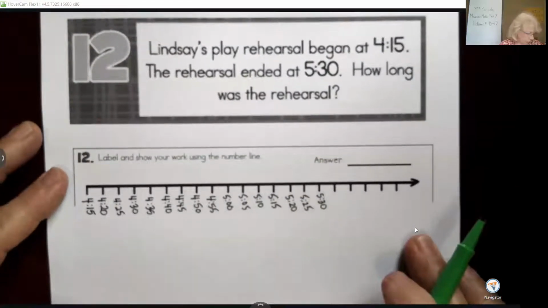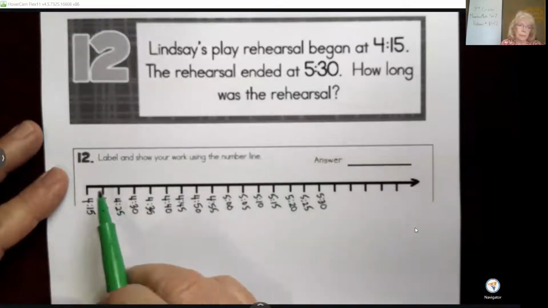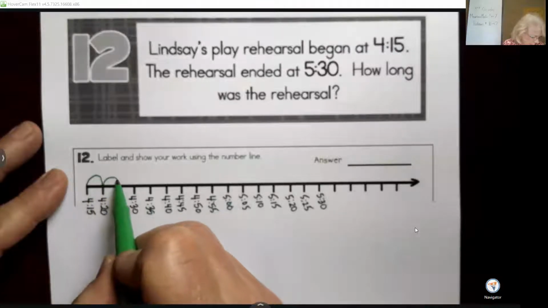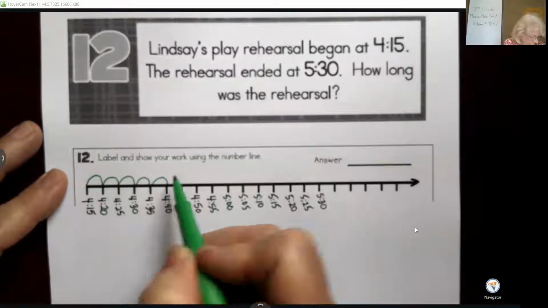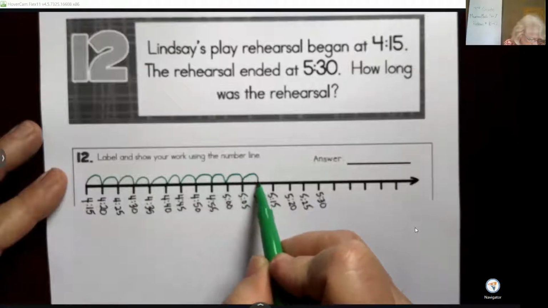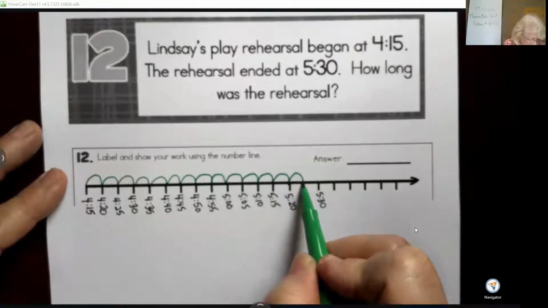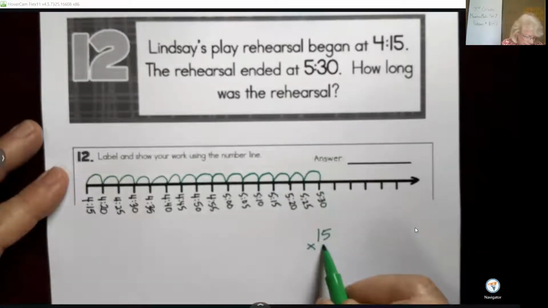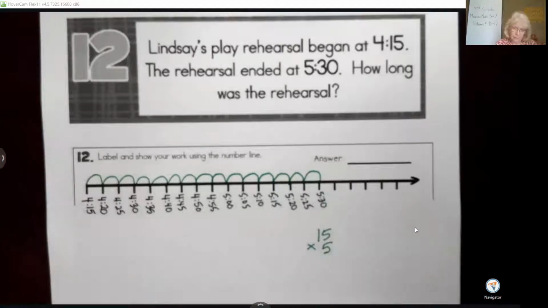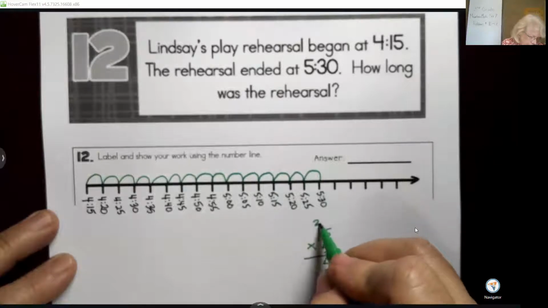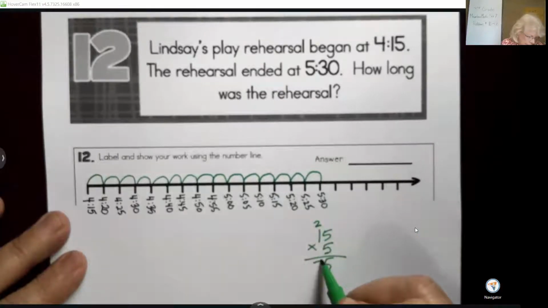To use the number line, what we would do is we would count how many times we added 5 minutes. So I'm going to count them in hops. So let's do our hops. So we have 1, 2, 3, 4, 5, 6, 7, 8, 9, 10, 11, 12, 13, 14, 15. Okay, so I have 15 times 5 minutes, right? So we're going to go ahead and do that math problem. And we get 5 times 5 is 25, 5 times 1 is 5, plus 2, 75.